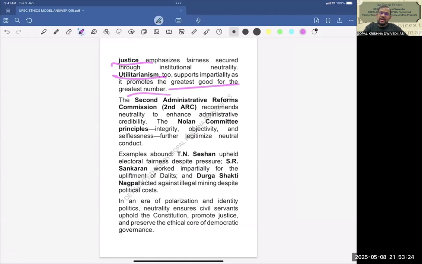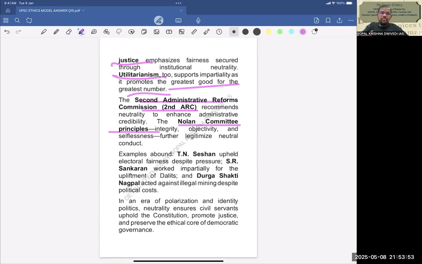Now the next paragraph. The Second Administrative Reforms Commission, that is Second ARC, recommends neutrality to enhance administrative credibility. So Second ARC also we have quoted, and we have taken support from that. Then Nolan Committee principles, integrity, objectivity, and selflessness, further legitimize neutral conduct. So the Nolan Committee also echoes the same views.